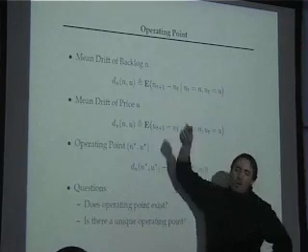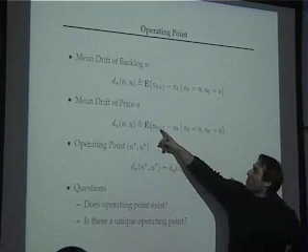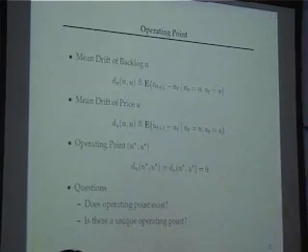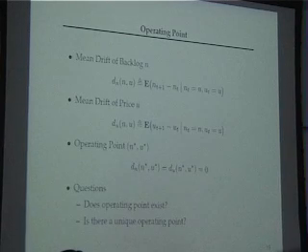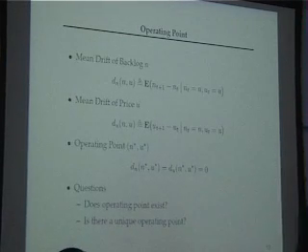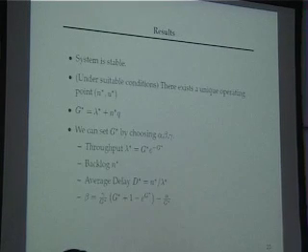I look at the expected one-step drift in the number of backlog packets and the expected one-step drift in the price. And I say it's an operating point when the expected drift is equal to 0. And the question is, is there an operating point, and is there a unique operating point? So these are the results.